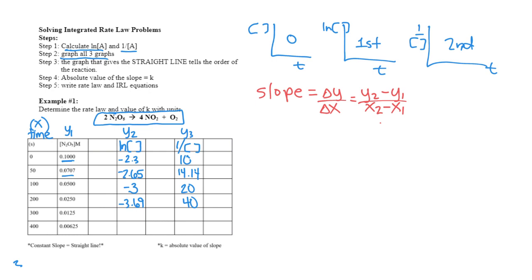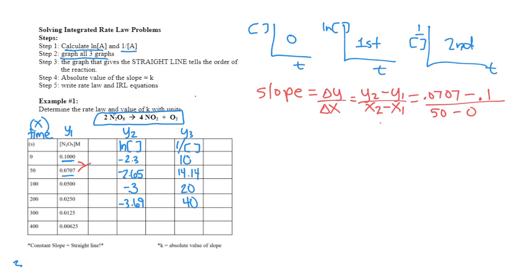And when I calculate my slope values for each data point, let's go ahead and do my concentration versus time. So my Y2 value would be 0.0707. My Y1 value would be 0.1. And my X values would be 50 minus 0. And I would go ahead and calculate what that slope value is.